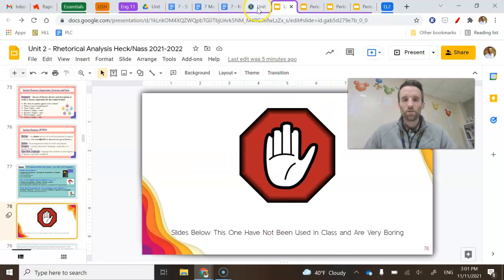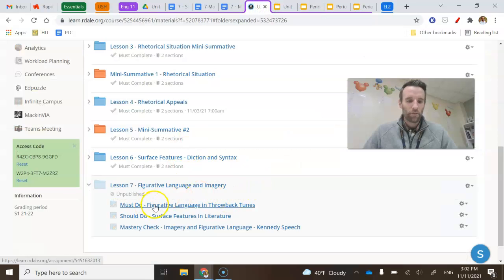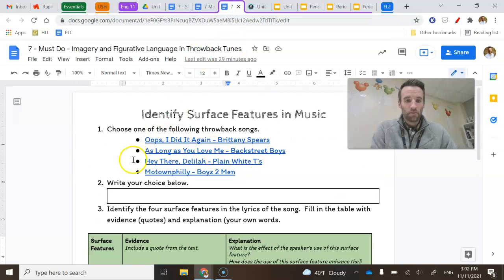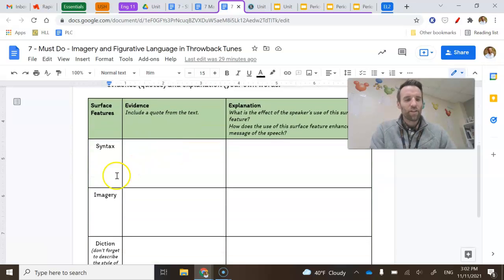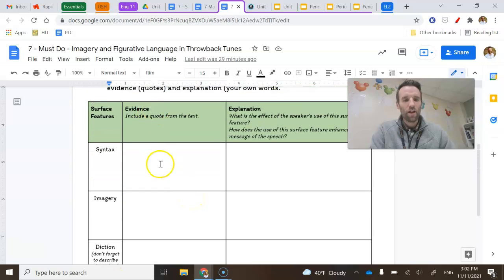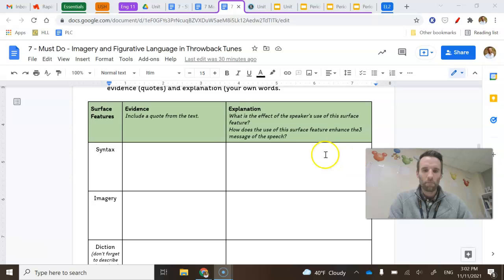So let's check out what you're supposed to do here as far as assignments. First of all, you have a must-do, which is figurative language and throwback tunes. So you got some great 90s music you get to choose from. Let me show you the doc. It's this one. Some wonderful music up here. Choose one of the songs. Write the song you choose here in this box. And then find these four parts of surface features. Give evidence. Evidence is a quote from the lyrics of the song. Copy a quote from the lyrics of the song. An explanation is telling me, why did you pick that? Why did you pick that for syntax? Why did you pick that for imagery? Okay, explain yourself. That's a must-do.